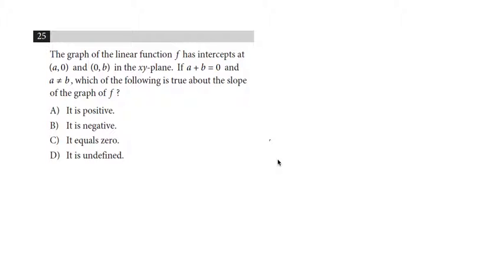Okay, so the question reads, the graph of the linear function f has intercepts at (a, 0) and (0, b) in the xy plane. If a plus b equals 0 and a does not equal b, which of the following is true about the slope of the graph of f? Positive, negative, 0, undefined.